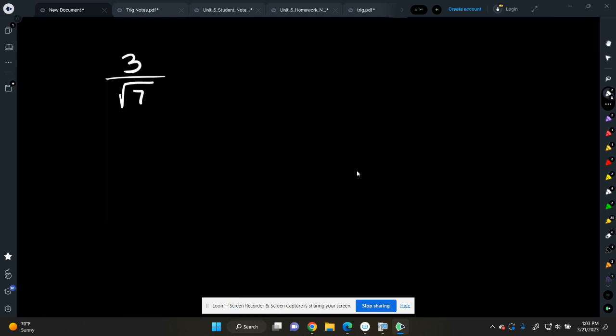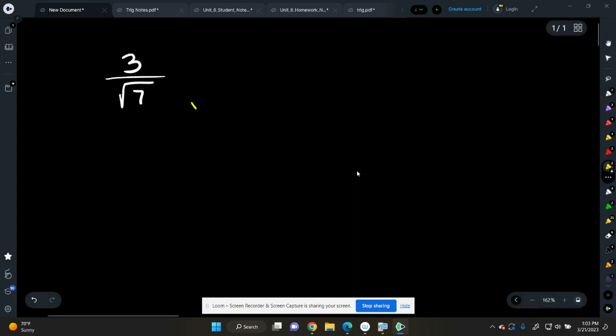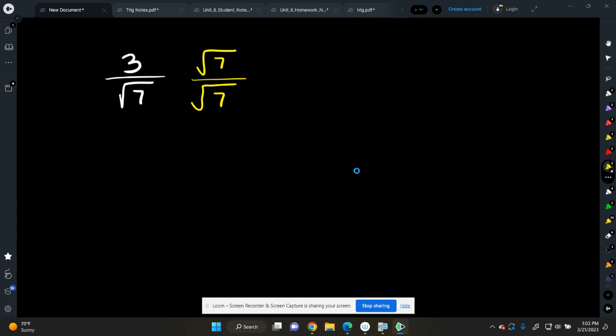Okay, so let's start off easy. 3 over the square root of 7. We cannot leave a radical in the denominator. So what we're going to do is multiply by whatever that radical is on the top and the bottom. You can't just randomly multiply a number by something.